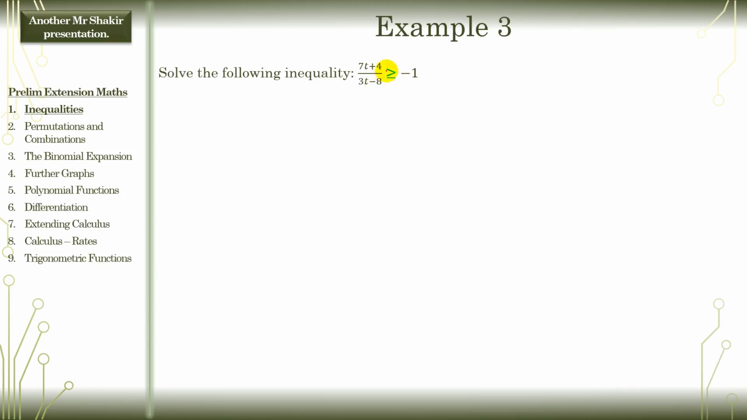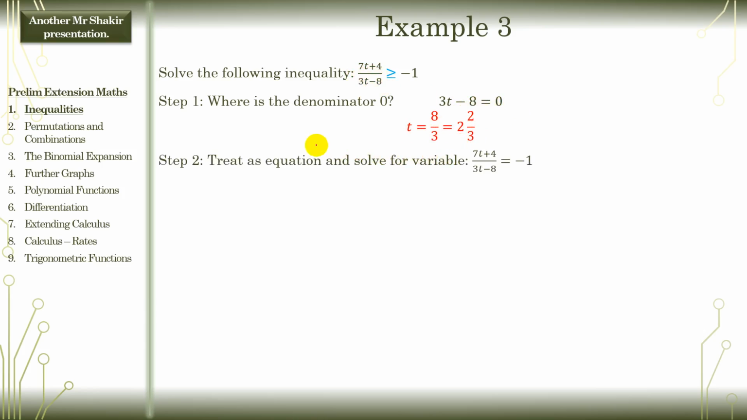Alright, so let's say you had something a little more complicated. I wouldn't say necessarily harder, a little more complicated, but as always, the steps don't change. Step 1, where is the denominator equal to 0? We just rewrite our denominator, let it equal 0 and solve. Very straightforward. Okay, that t is equal to 2 2/3.